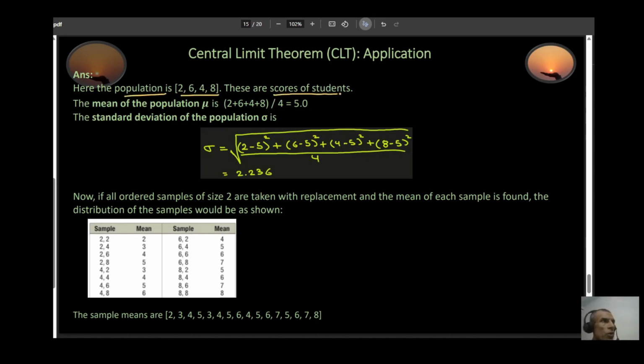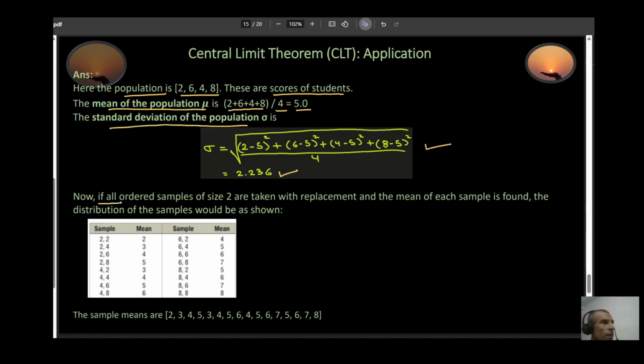These are the scores of all students. The population mean mu in this case is: you add all the scores and divide by 4, because that's the size of your population. The answer is 5. The standard deviation of the population, using the formula for standard deviation, comes out to be 2.236.